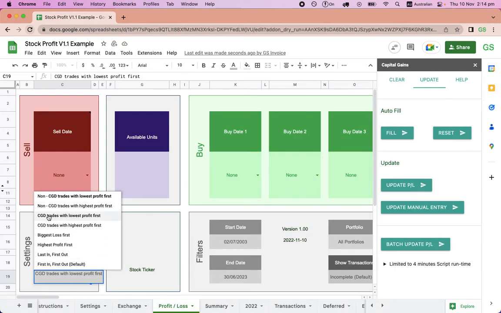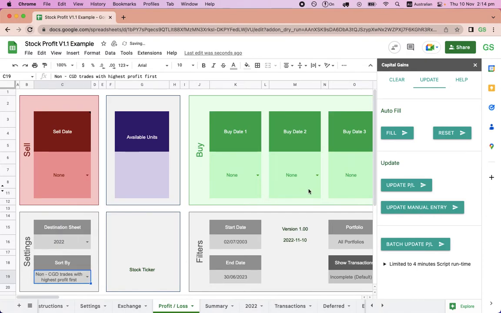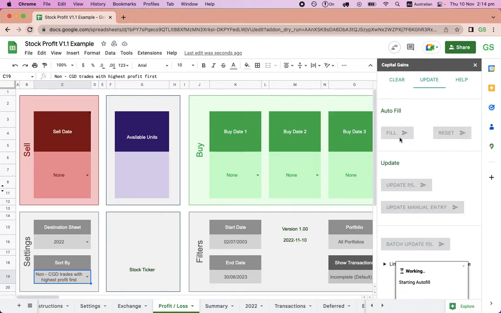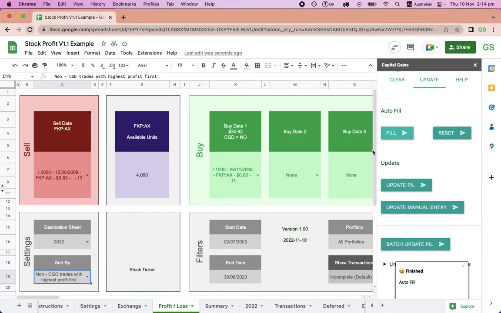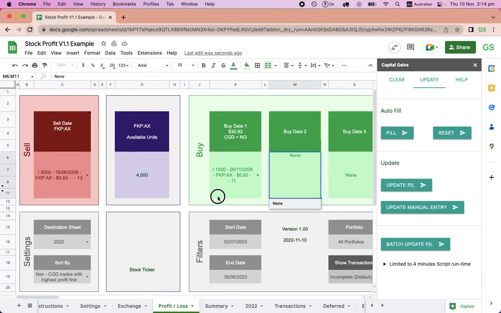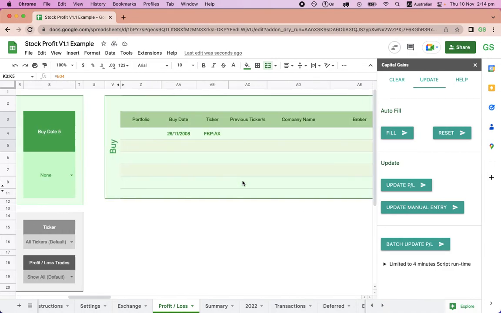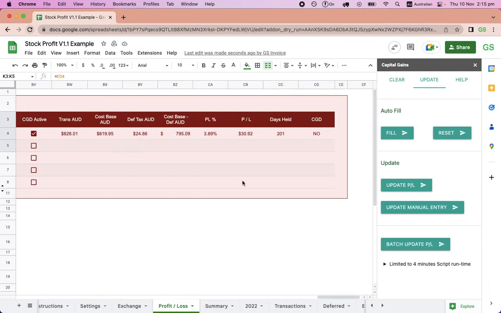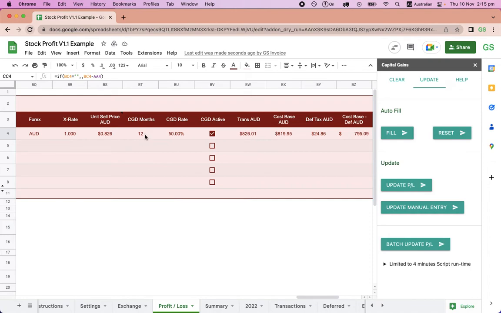So we can also do non-capital gain discount trades with highest profit first. As we can see here, there is only one transaction for non-capital gain discount trade of $30. And if we scroll across, we can see that it was held for 201 days. And according to the rule, capital discount rule, it needs to be held for 12 months.